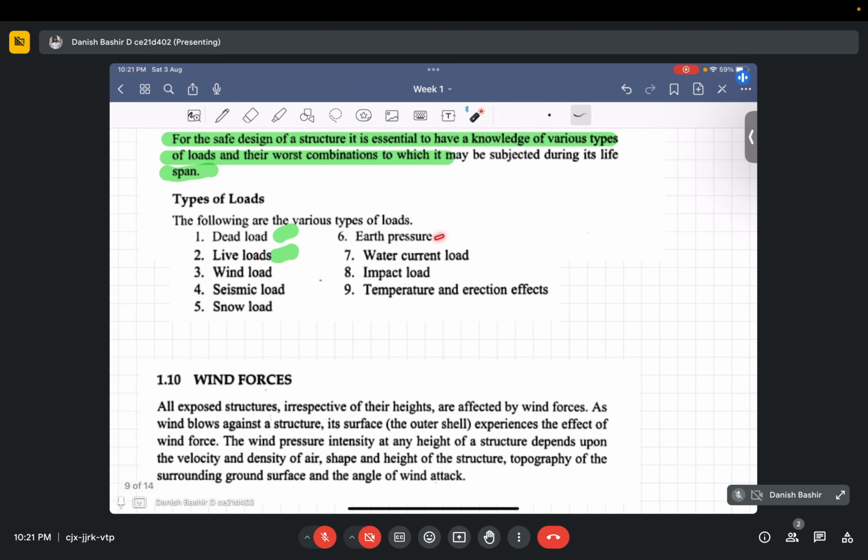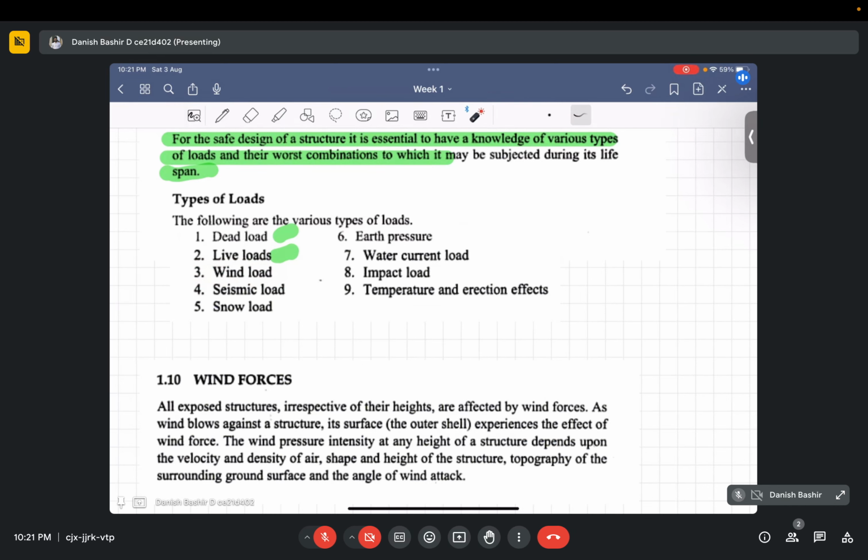And seismic load we study in earthquake resistant design, and snow load or earth pressures we study in a course on geotechnical engineering. There we study the earth pressures. Water current, impact, and temperature loads are beyond the scope of this course. There remains one important load, the wind load. So we will be looking into the wind load.